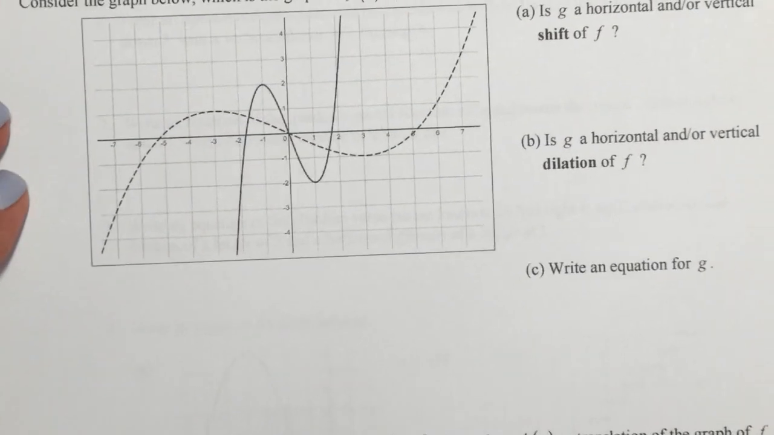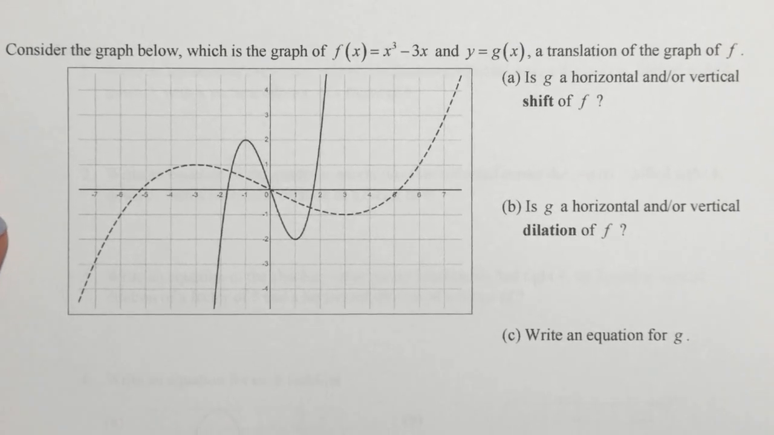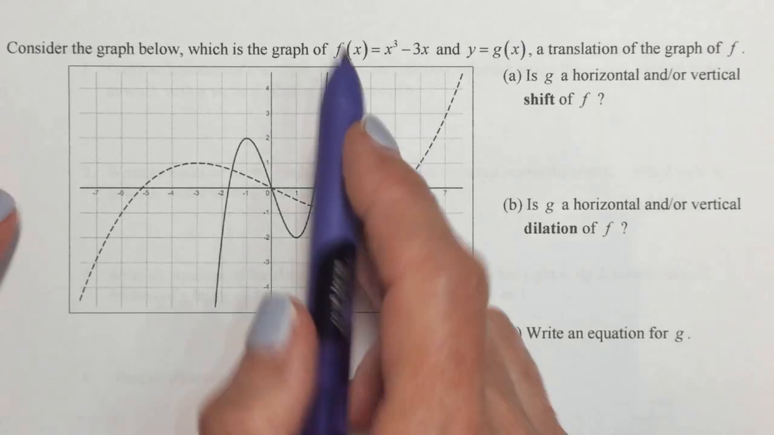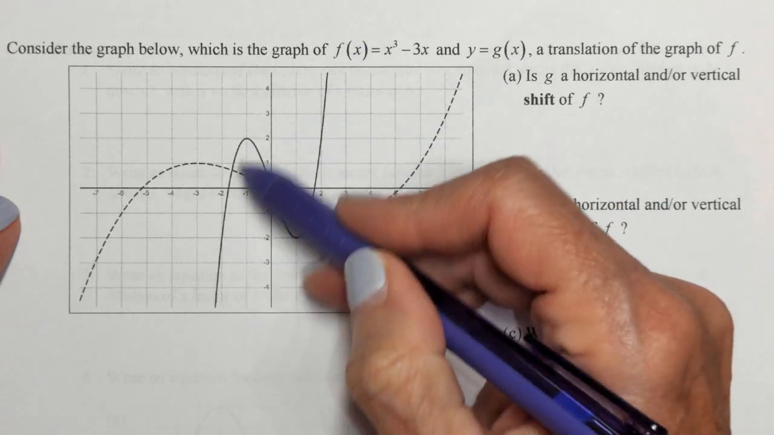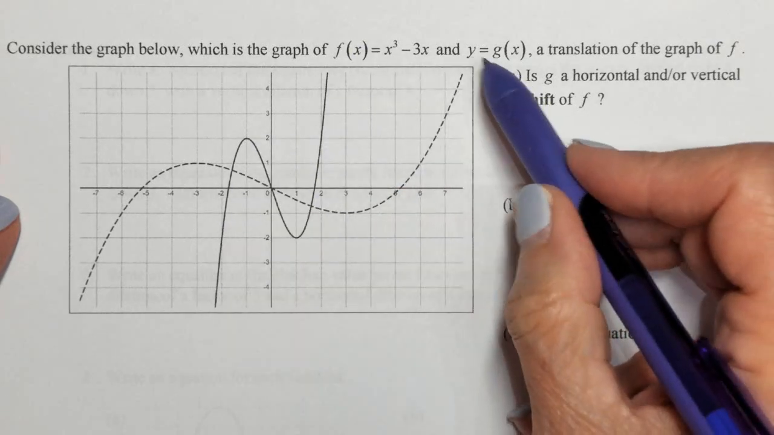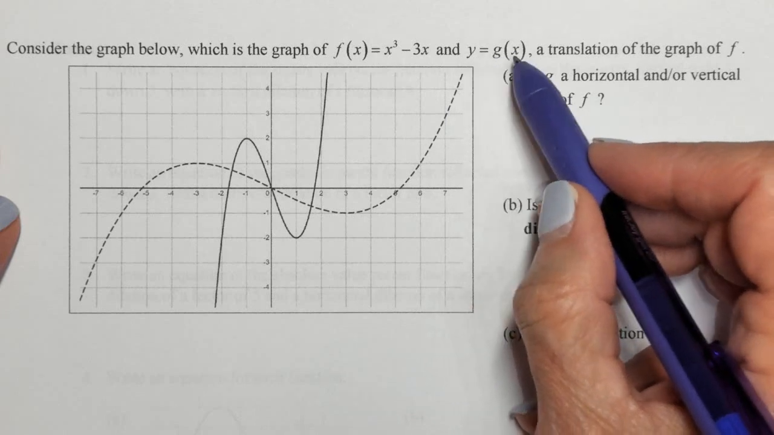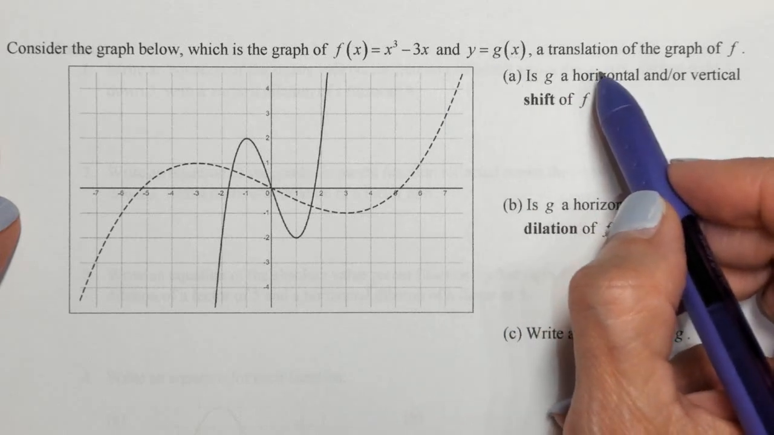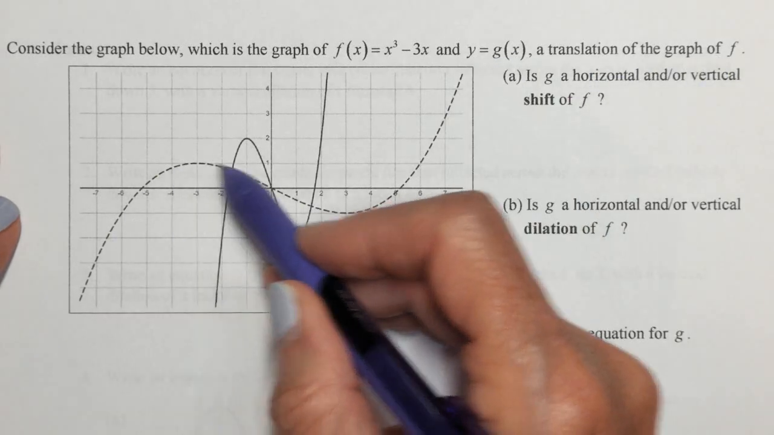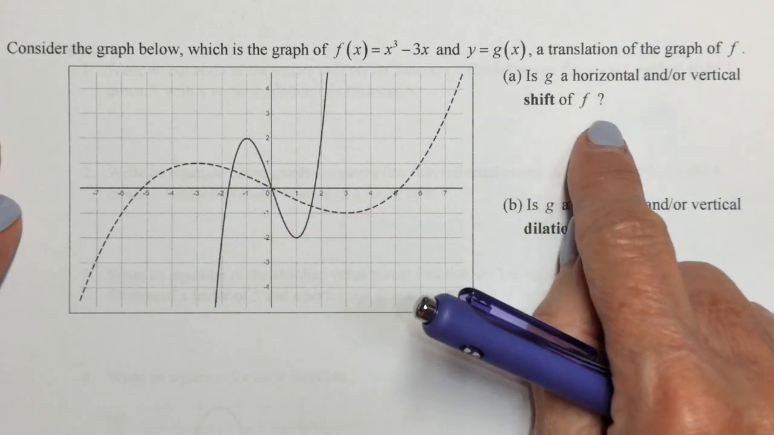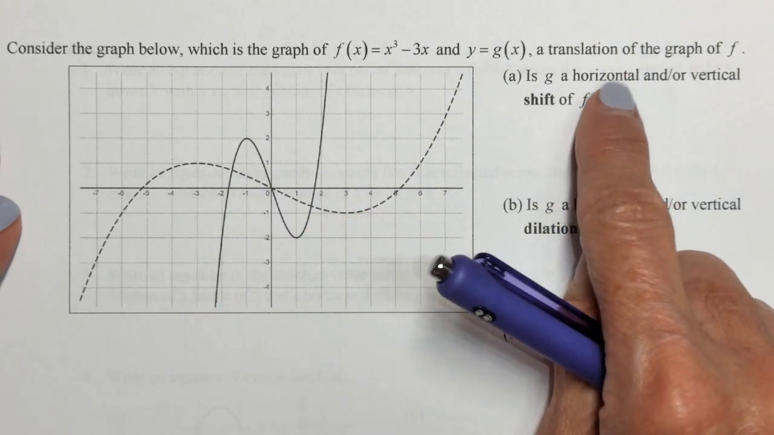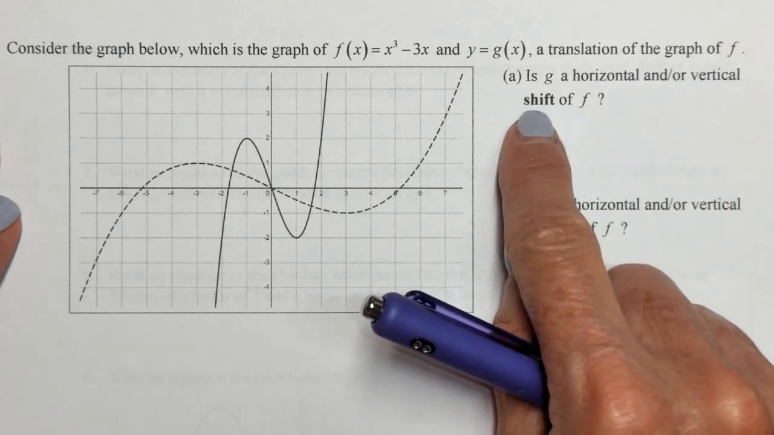All right, let's do another one. Consider this graph below, which is the graph of the same f. I'm still dealing with the same f in solid. That's the solid. And y is equal to g of x, which is a translation of the graph of f. Here's the translation.